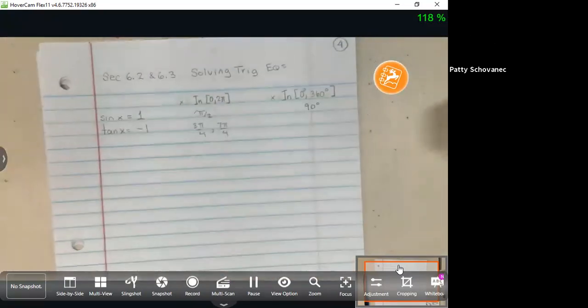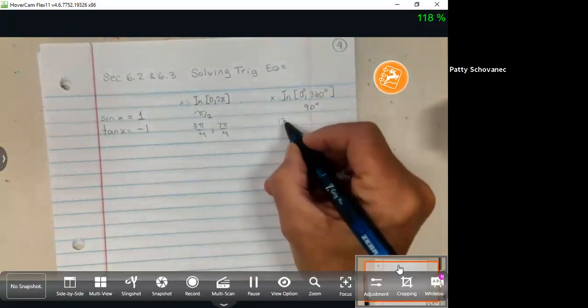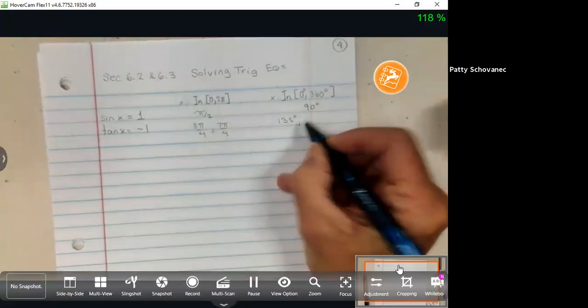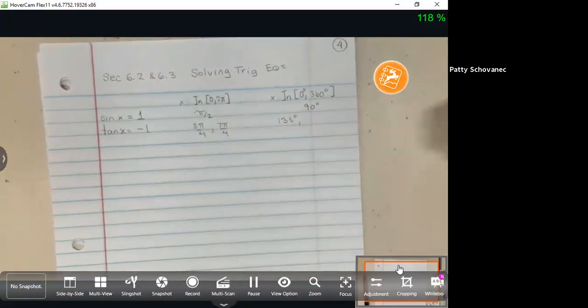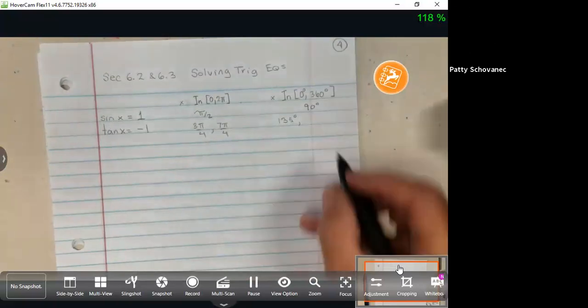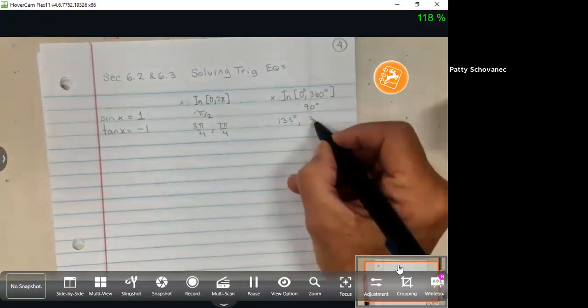All right, you degree lovers. What's the comparable 45-degree angle in quadrant 2? 135, just take 180 minus 45. And then to get the quadrant 4, take 360 minus 45. 315.